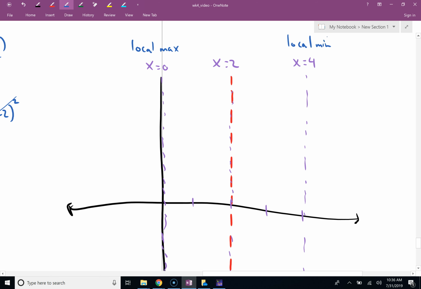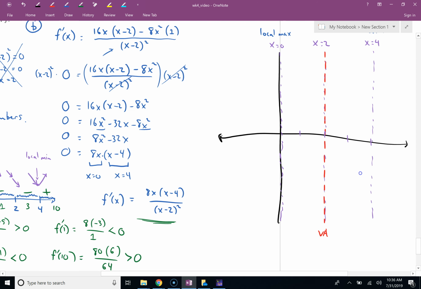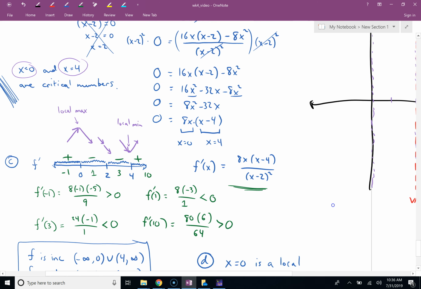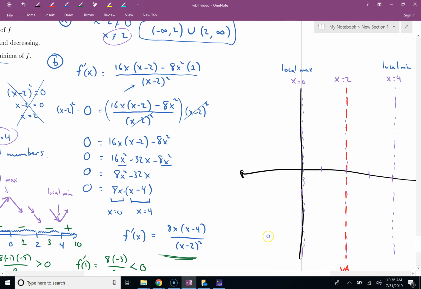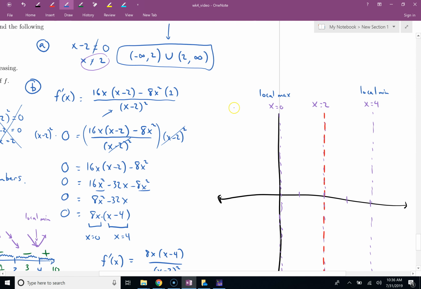This just helps me look at my picture at the very end and verify that I haven't made a mistake. All right, lastly, we have information about where the function is increasing and decreasing. So we have increasing everywhere smaller than 0. So over here, we're going to have an increasing function.